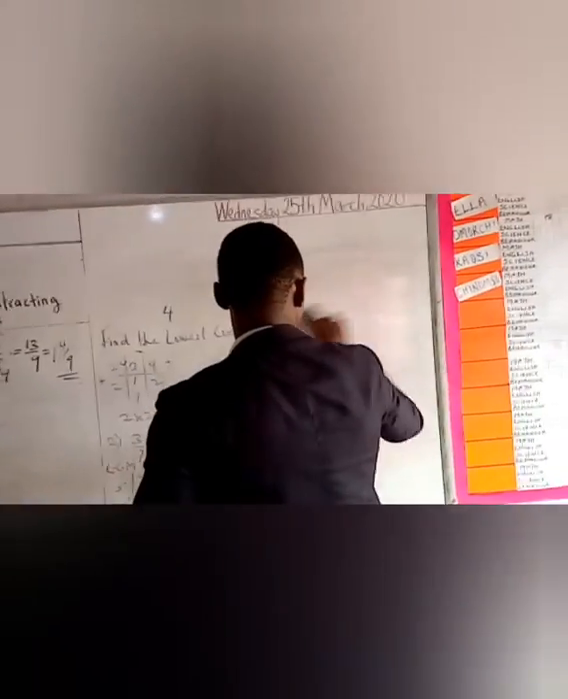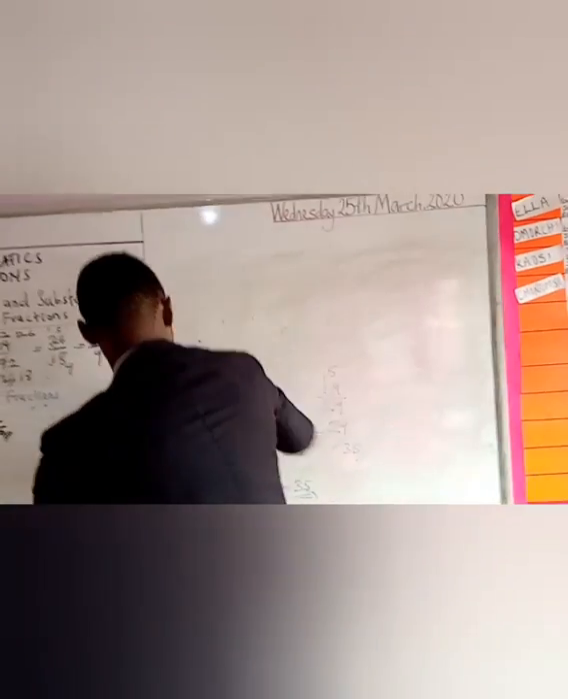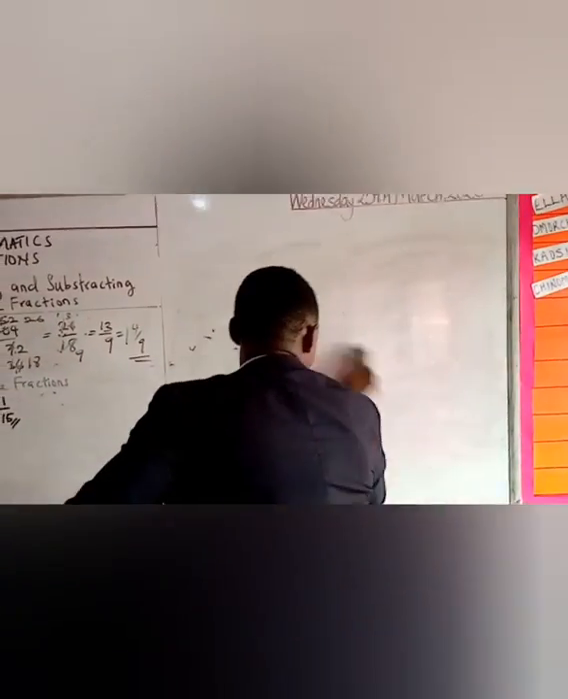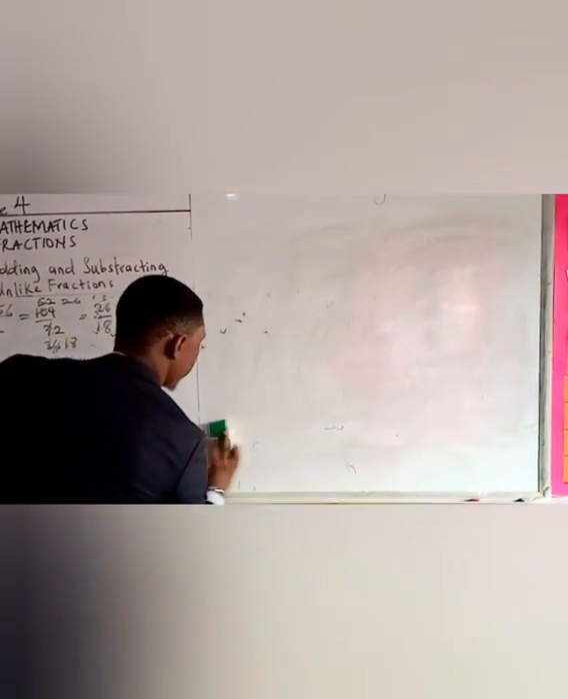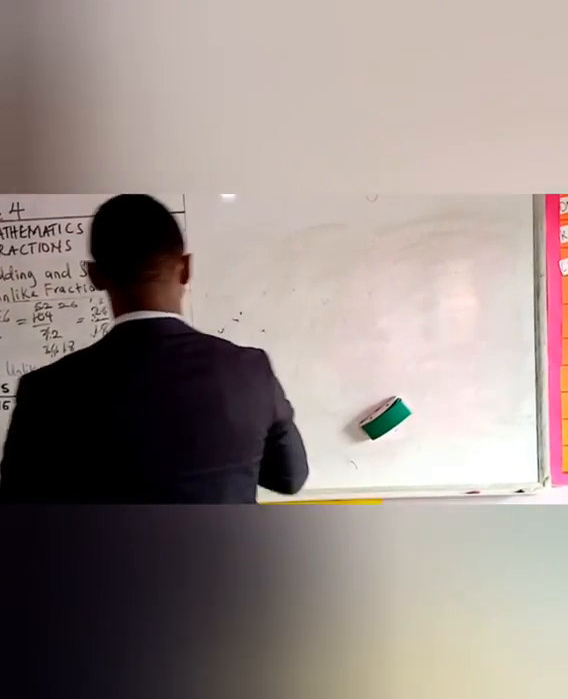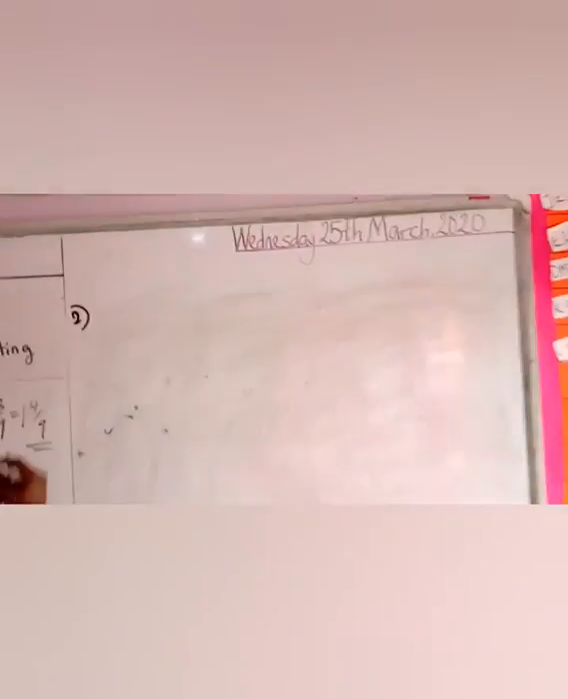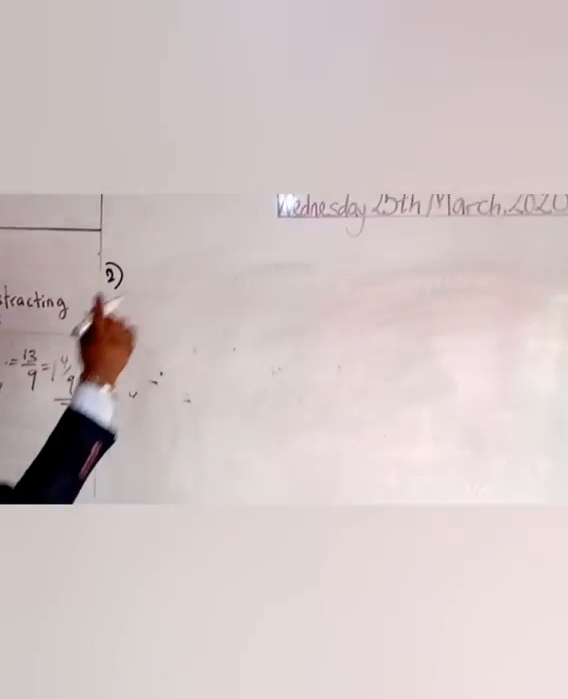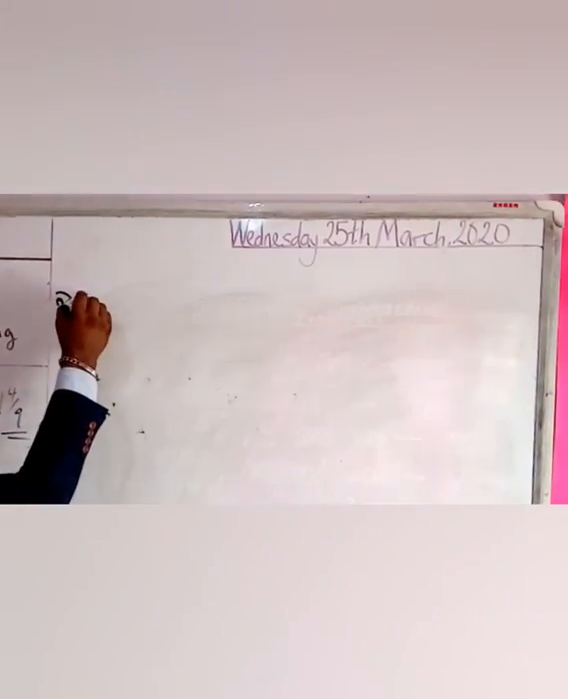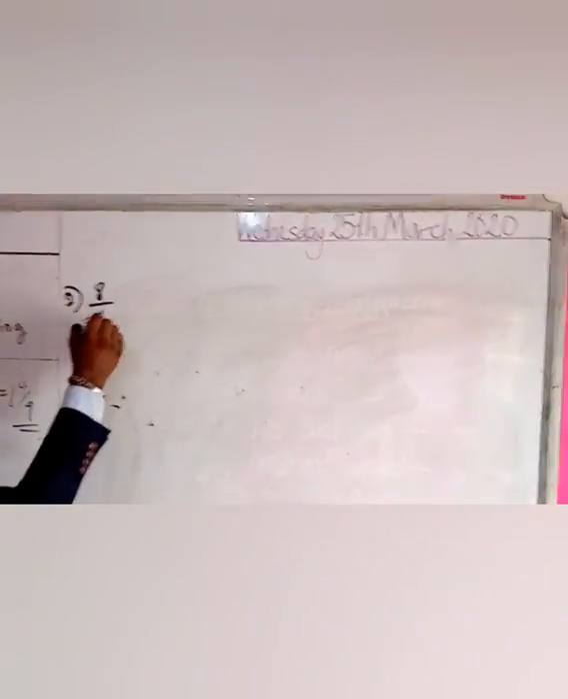For example, let's have something like that. Let's try double figures now. Let's use numbers that can go around. So we have 8 over 19.